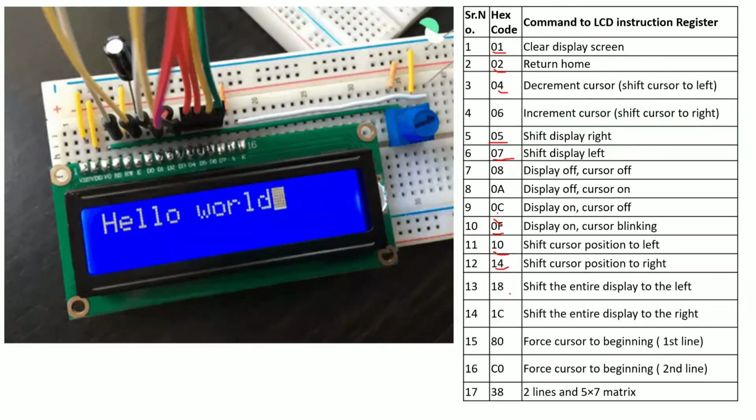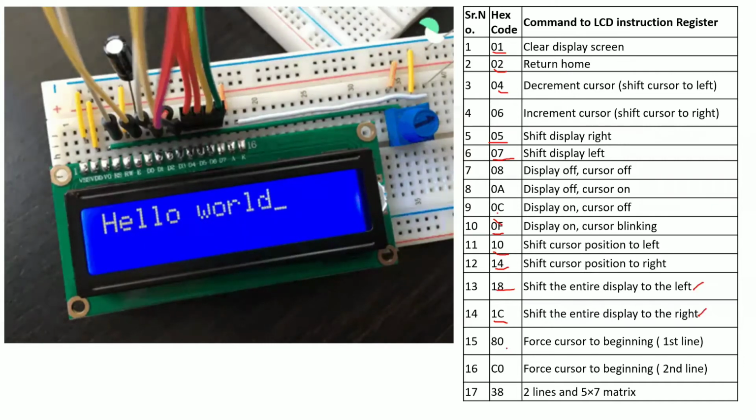Next one is shift entire display to left. So we can shift the characters one by one. That is called one by one character shifting, right or left, which is the command 05 and 07. And here, shift entire display means the entire characters will be shifted to the left. That is the meaning of this, which is 08H and 1CH. One is going to shift the display left, and the other is going to shift the entire display right.